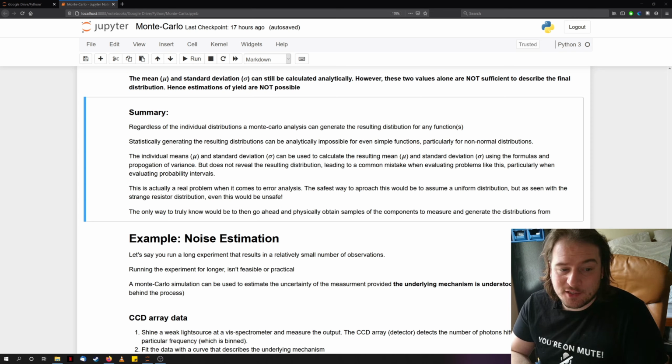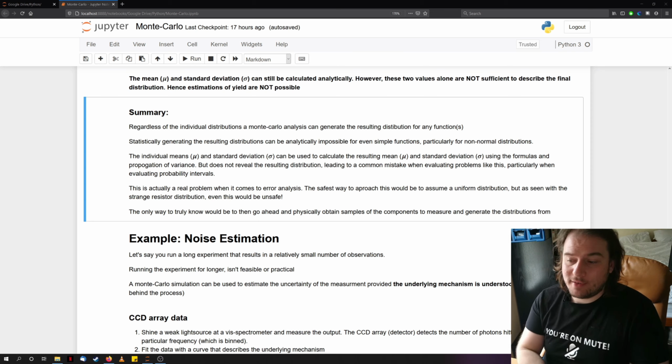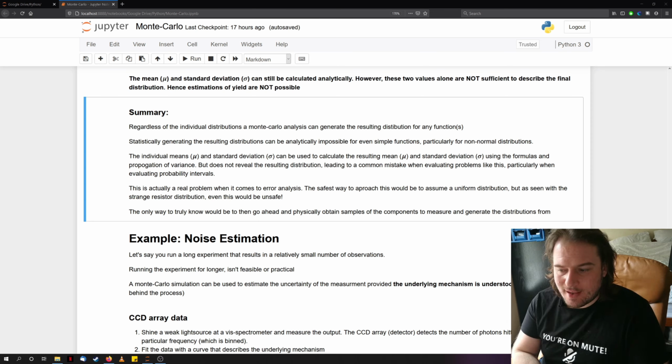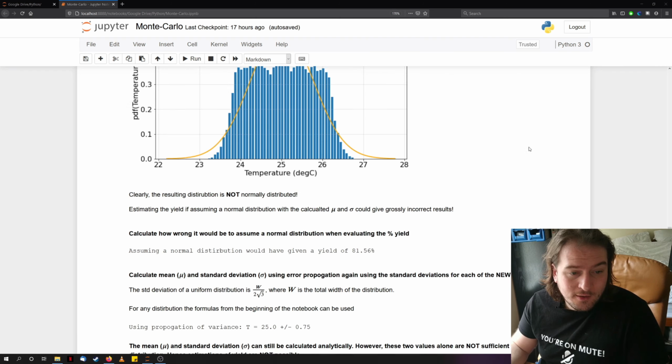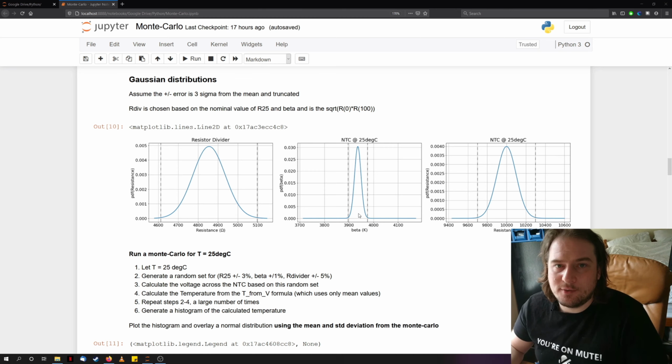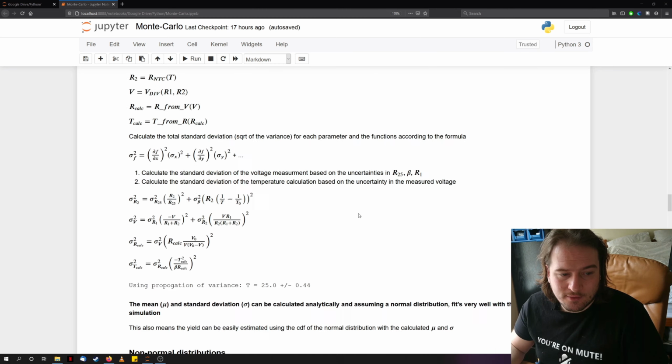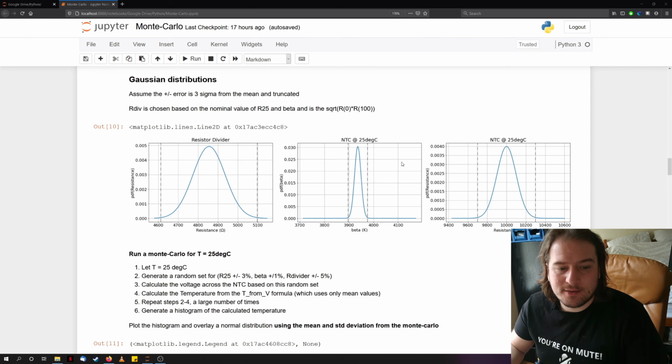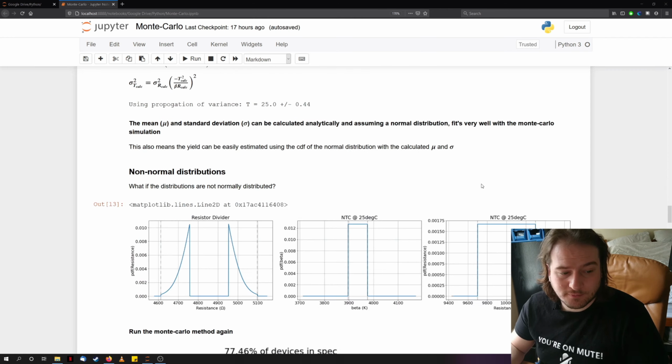Statistically generating the resulting distributions can be analytically impossible for even simple functions, particularly for non-normal distributions. This also really helps when you have distributions which have high covariance. For example, if the range of beta also depended on the range of resistance, doing that analytically is very, very difficult, and the fallback approach there is definitely to use Monte Carlo simulation. In this case, we've assumed all three are independent, so that, for example, beta and the resistance at 25 degrees can vary independently. But if that wasn't the case, it's very, very difficult.